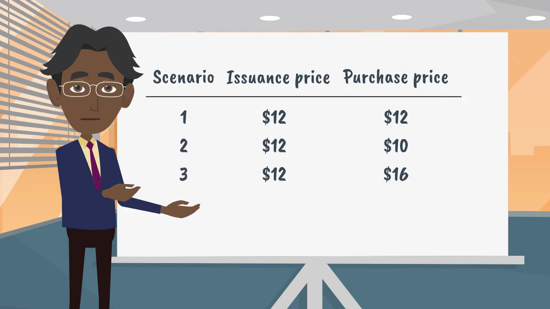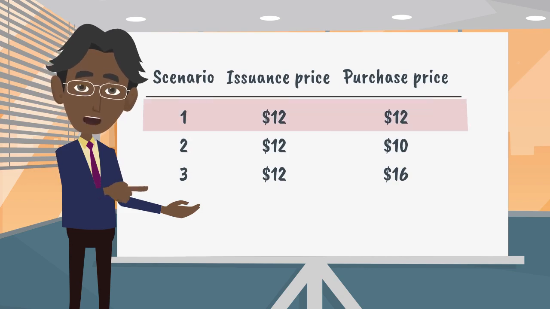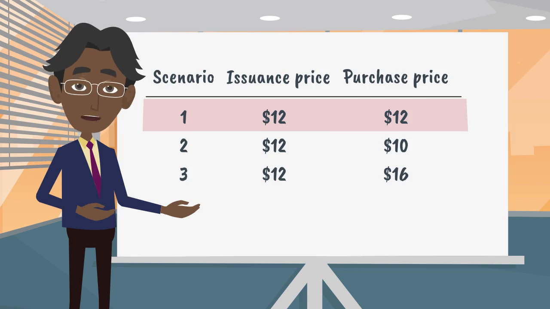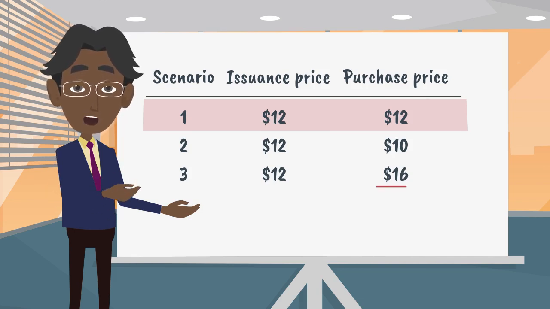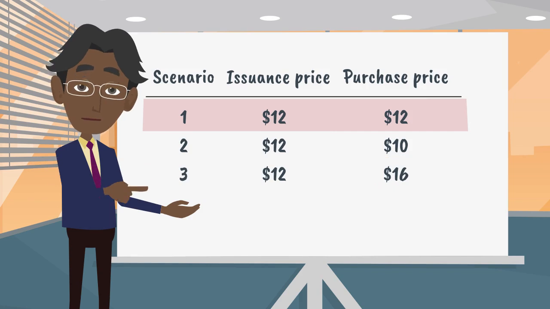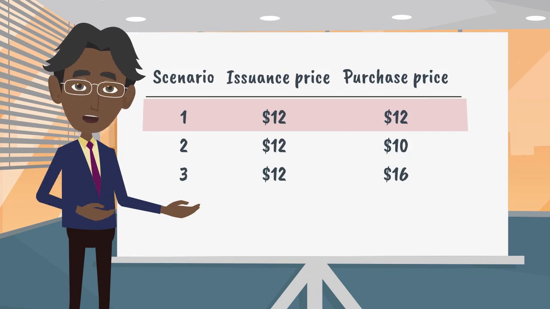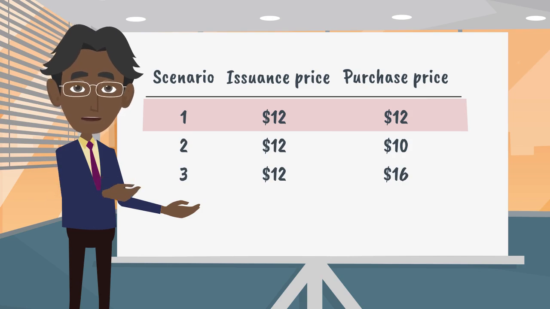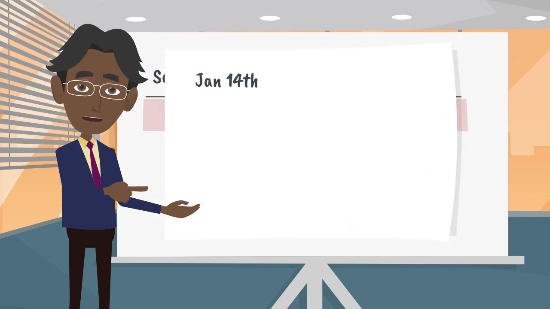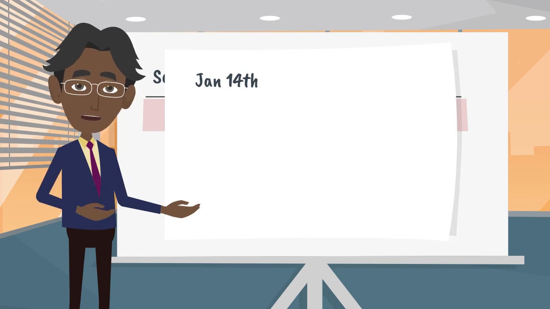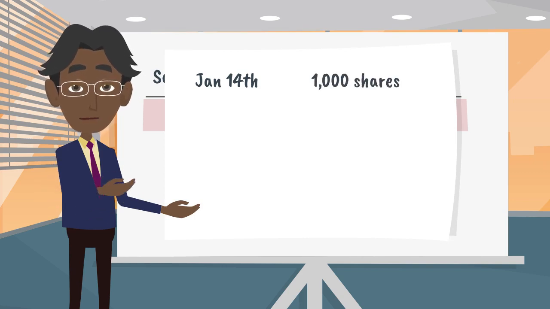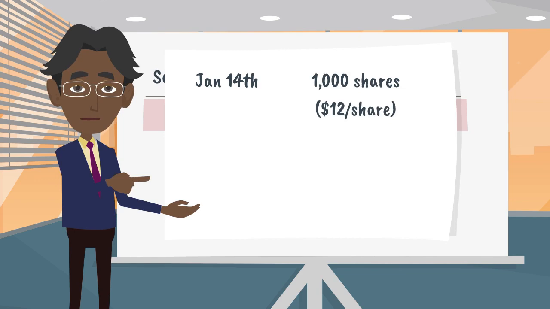The easiest scenario to deal with is when the purchase price today is the same as the average issuance price. Otherwise, the purchase price can be either higher or lower than the average issuance price. Let's proceed with the assumption that Lilylime uses cash to buy back shares in each scenario. On January 14th, Lilylime wants to reacquire 1,000 of their common shares, currently worth $12 each.